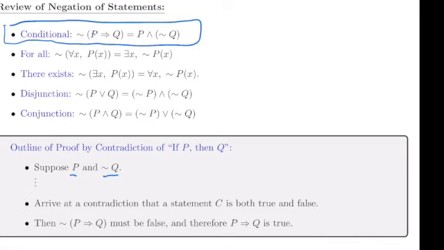So when you're proving an implication using proof by contradiction, then your first step is going to be, let's assume P is true and Q is not true. And then there's really no goal in the end other than to show that somewhere along the way that leads to a contradiction.